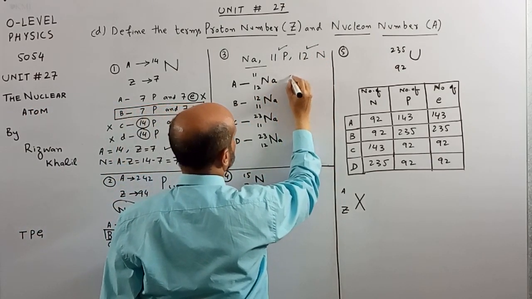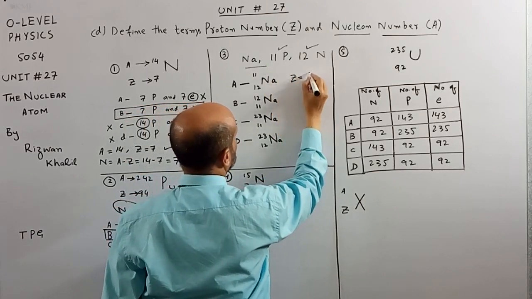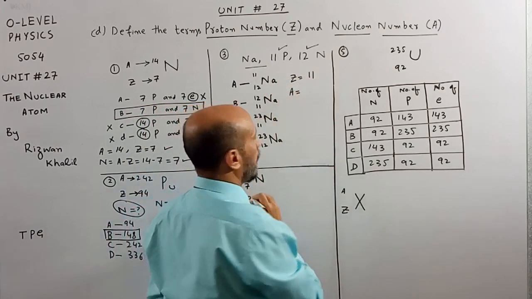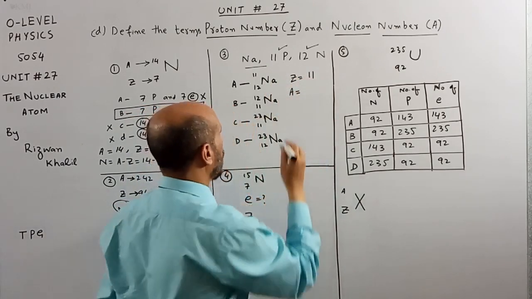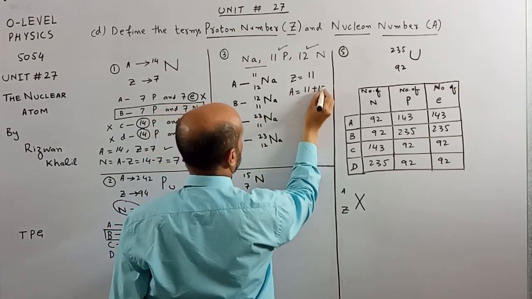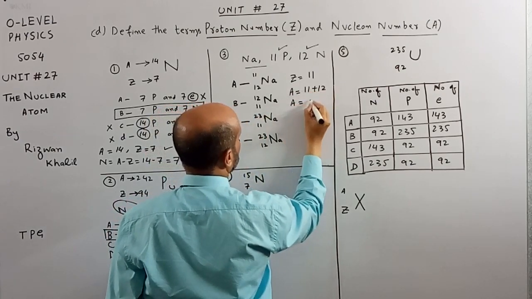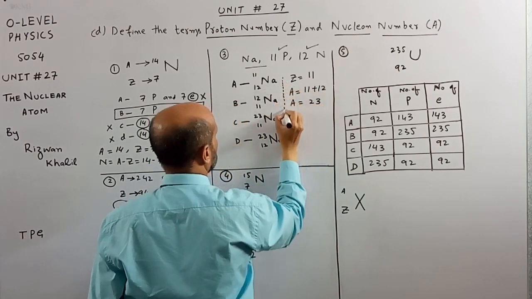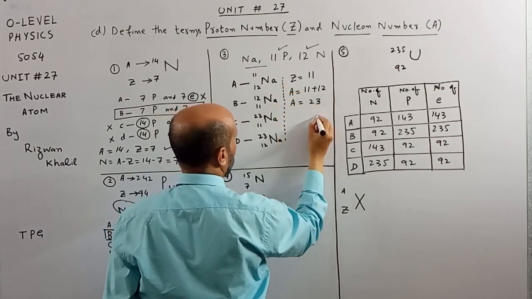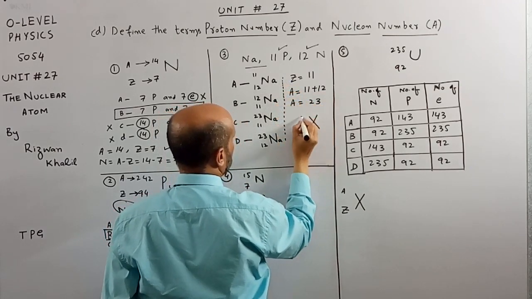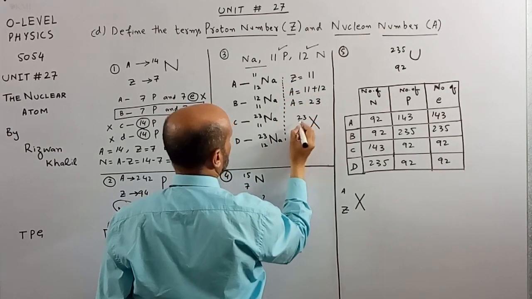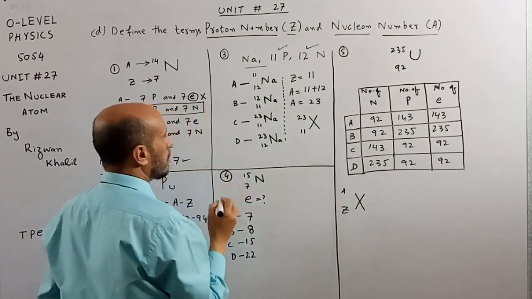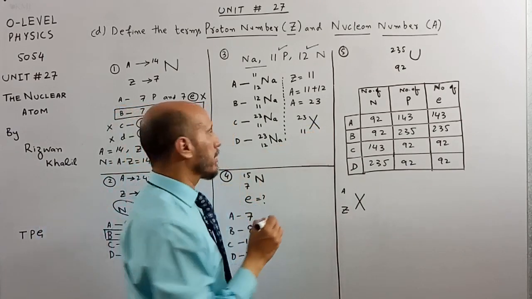So definitely the value of Z, the number of protons, is equal to 11, and capital A, the number of protons plus the number of neutrons, that is 11 plus 12, is equal to 23. So we will make this equation X, the value of A is 23, the value of Z was 11. So which option is now the correct option? Option C.